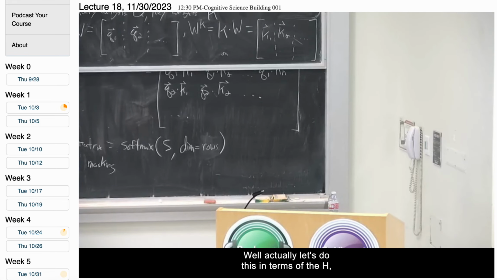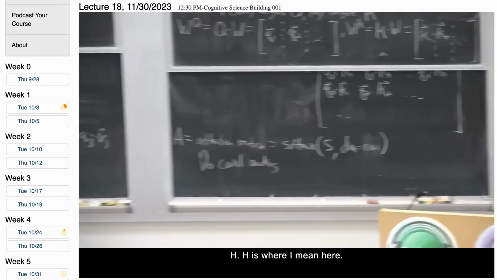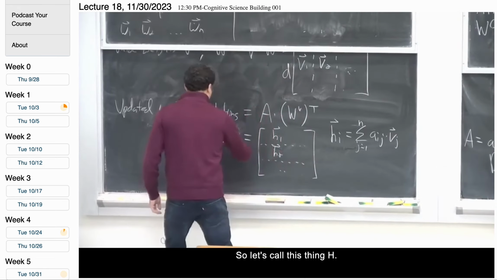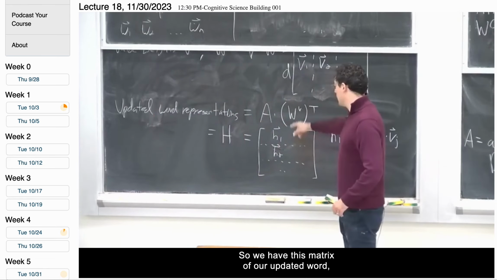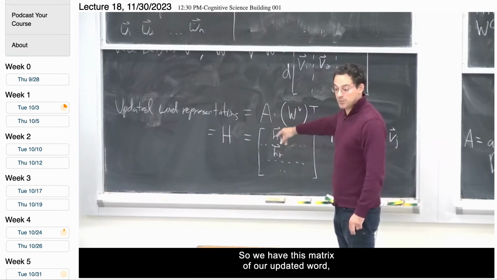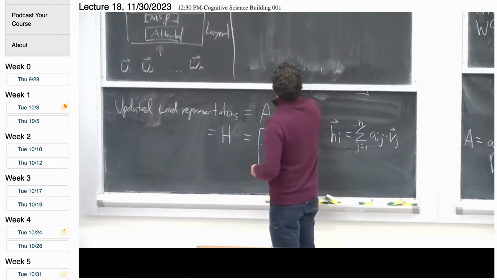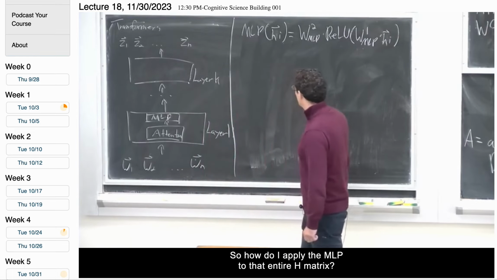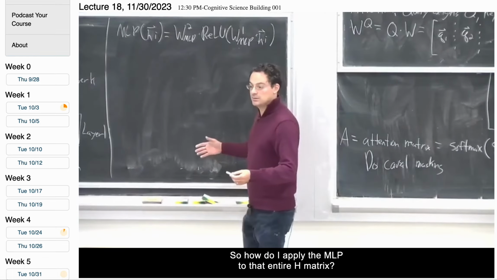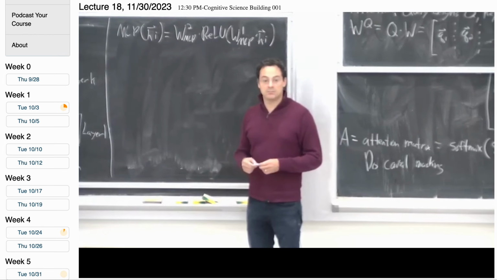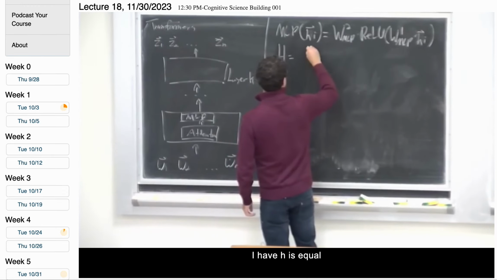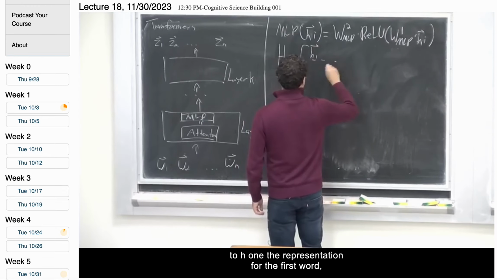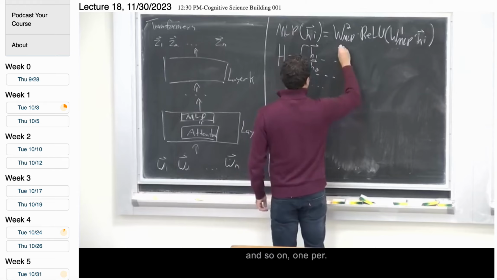Well, actually, let's do this in terms of the h's. It's just what name we give these vectors. That's all that we're talking about here. So let's call this thing h. We have this matrix of our updated word embeddings from attention, one per row. So how do I apply the MLP to that entire H matrix, all of the word embeddings in parallel? So I have H equal to H1, the representation for the first word, H2, the representation for the second word, and so on, one per row.